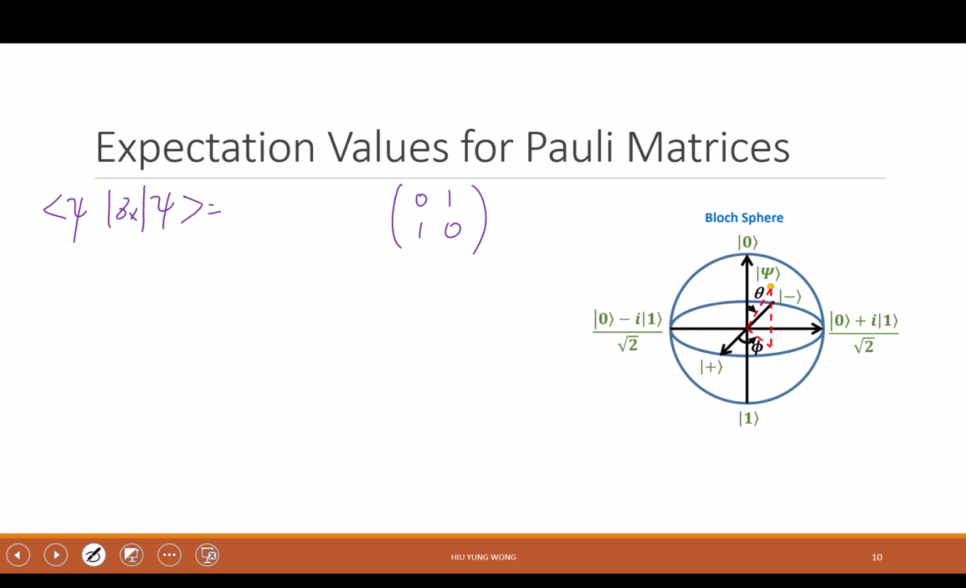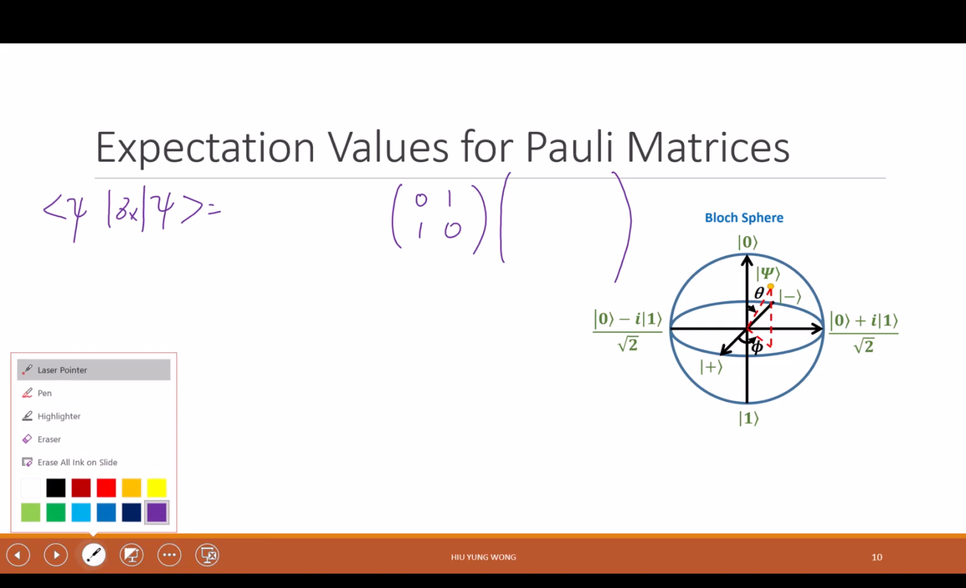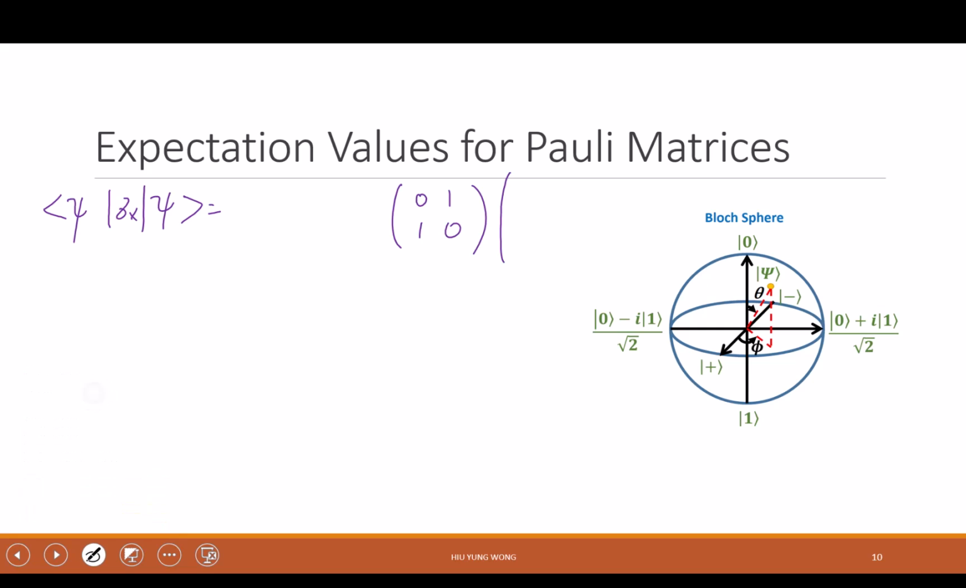What is the psi? Memorize it. What is that? Cosine theta over 2, and the other component, there must be an e, right? e to the negative i phi over 2, sine theta over 2, e to the i phi over 2. Okay, two parameters. You should be able to know that it is two parameters, because we reduce from 4 degrees of freedom into 2.